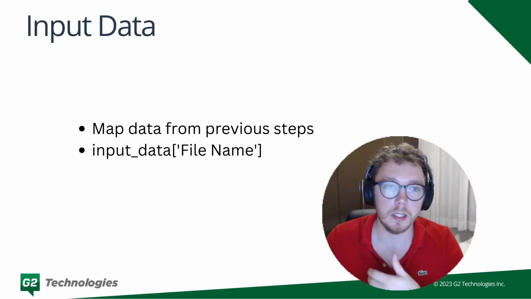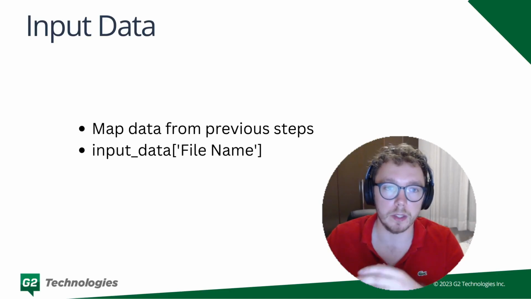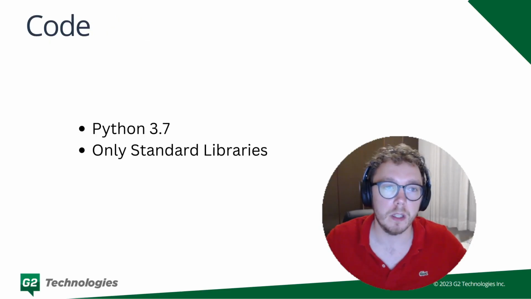The input data is how we put data from previous steps into the code. This is done through a menu where we can select things. We can access this through Python as a dictionary. So if we map a file name, then we can access it with the key file name. The next thing is the code.